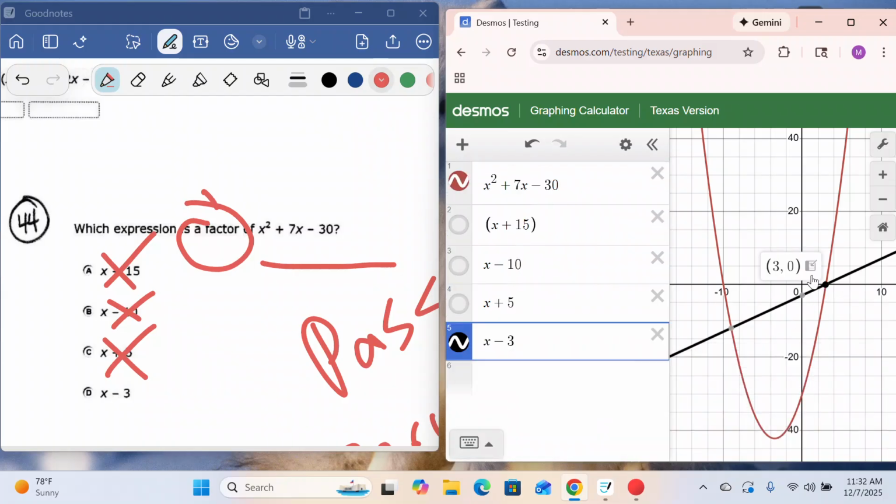And there it is, x plus 3. It goes directly through my 0, and the answer is letter D.